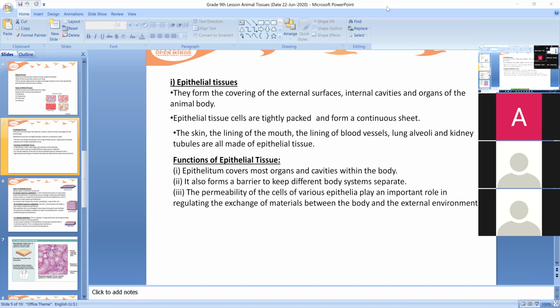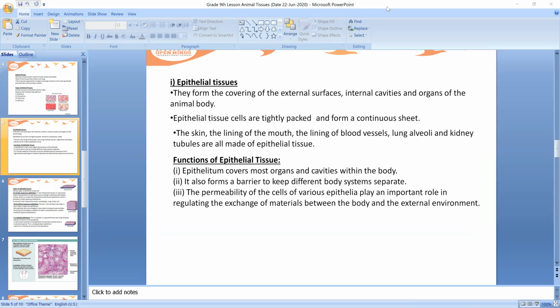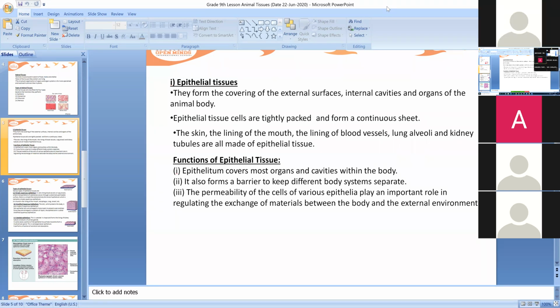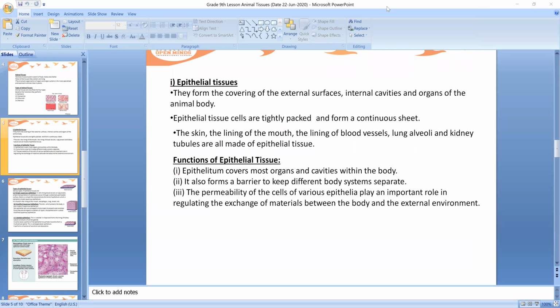Anyone else? Yes, Hiranya. Hiranya, what are the functions of epithelial tissue? It covers organs and cavities in the body, ma'am. Okay. And they will work as a barrier, ma'am, to keep different organs separate. Yes. Yes, Vishnu. Vishnu, can you tell me a few more functions of epithelial tissue?